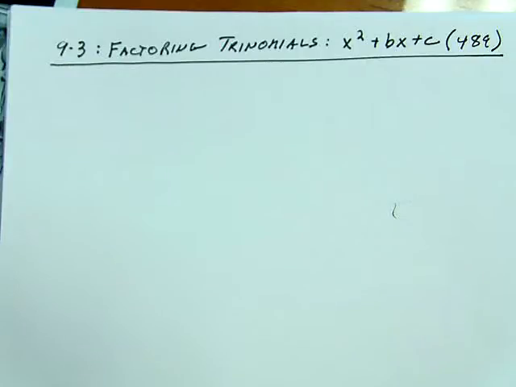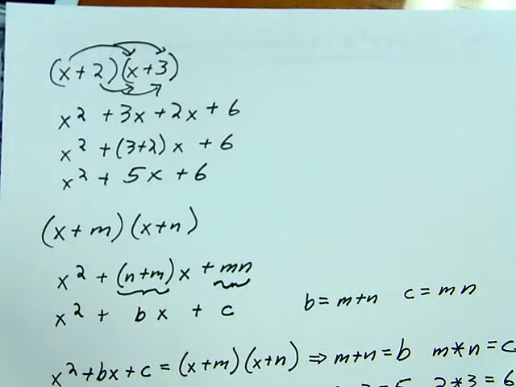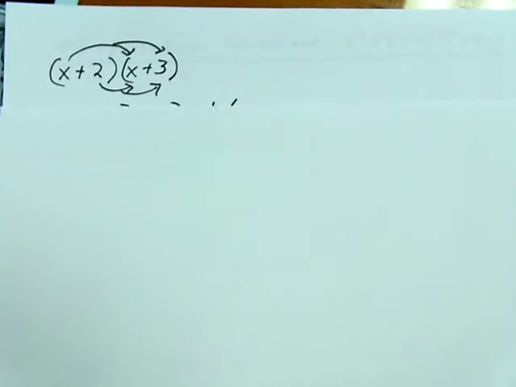All right, let's go ahead with lesson 9.3 in your book, page 489, factoring trinomials in the form of x squared plus bx plus c. All right, well, first of all, let's review just multiplication again, and let's notice some things as we go.